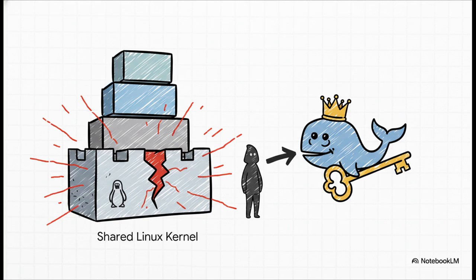If an attacker finds a serious vulnerability in the Linux kernel itself, they could potentially escape the container and take over the entire host machine, and by extension, every other container on it. On top of that, the Docker service itself, the daemon, usually runs with the highest possible system privileges, making it a very tempting target for attackers.